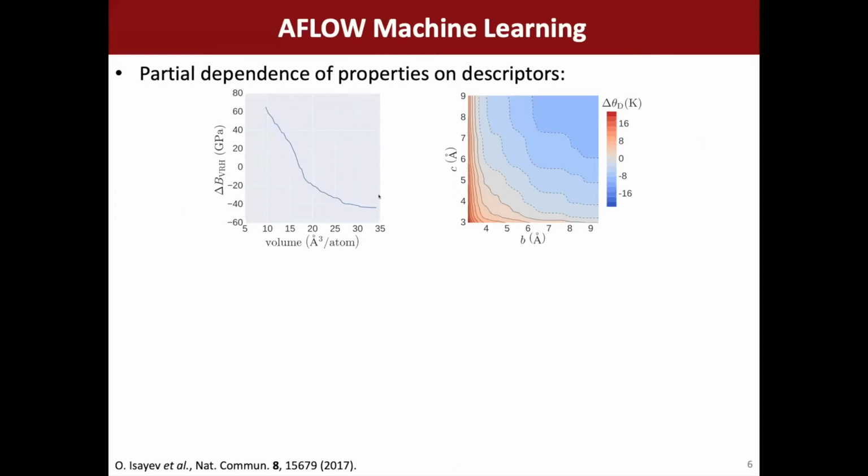Okay, so as I was saying, you can see that the bulk modulus tends to decrease with increasing volume per atom, and this is something that's already well known. It's not unexpected. The further atoms are apart, the easier it's going to be to push them together in general.